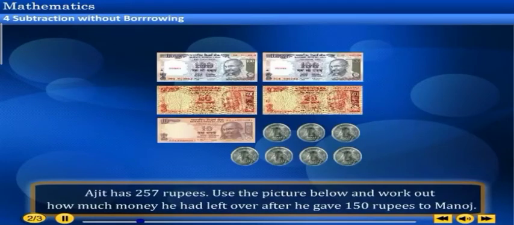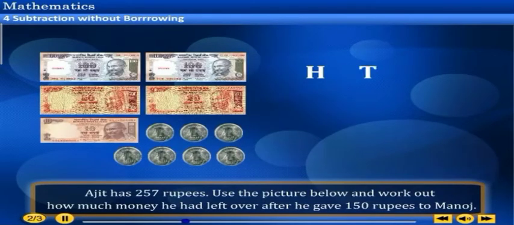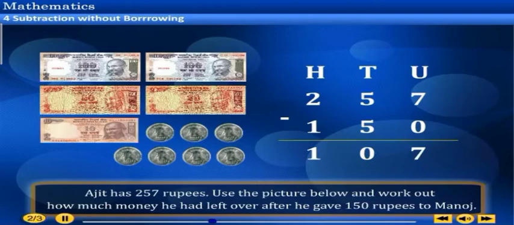Ajit has 257 rupees. Use the picture below and work out how much money he had left over after he gave 150 rupees to Manoj. Hundreds, tens, units. 257 minus 150 is equal to 107.